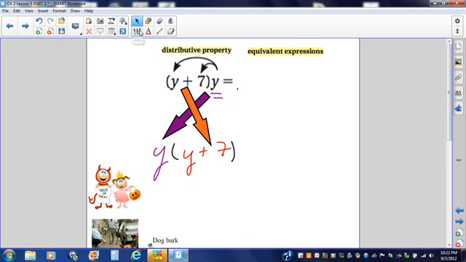So first thing I'm going to do is I'm going to distribute, or I'm going to multiply y by y. Or I'm giving candy to the y and the 7. See my trick-or-treaters? So I have y times y. So on your paper, please write y times y.